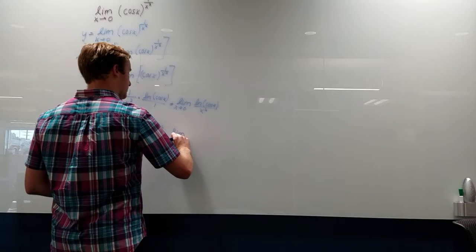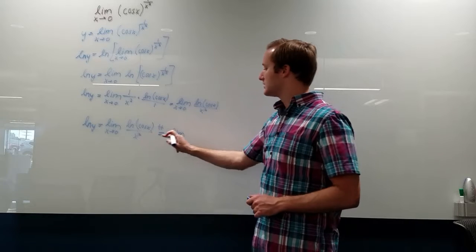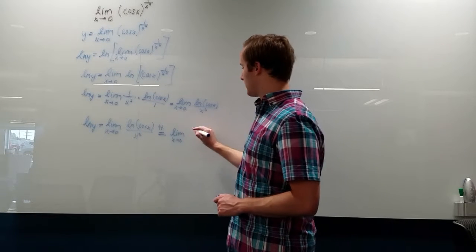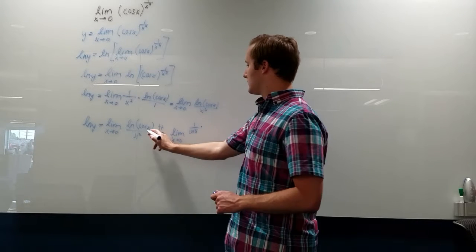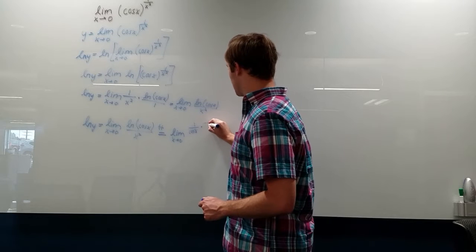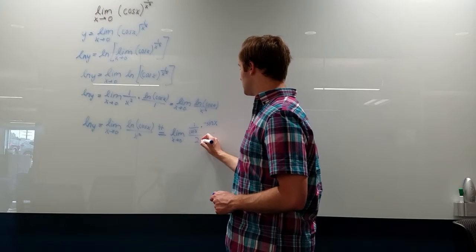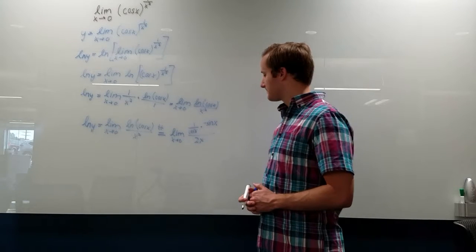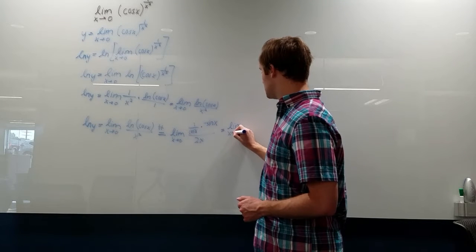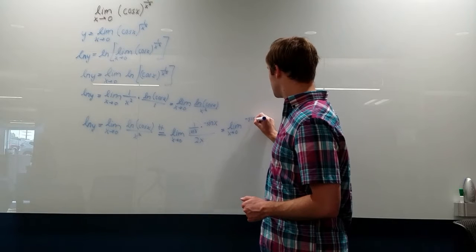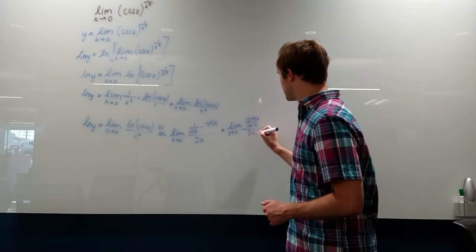It's still the limit as x approaches 0. And now we'll take the derivative of the numerator and the denominator of this fraction separately. The derivative of the natural log of the cosine, that's equal to 1 over the cosine, times the derivative of cosine, which is negative sine. And that's going to be all over 2 times x. Great. We can rewrite this expression as the limit as x approaches 0 of the negative sine of x over the cosine of x all over 2x.